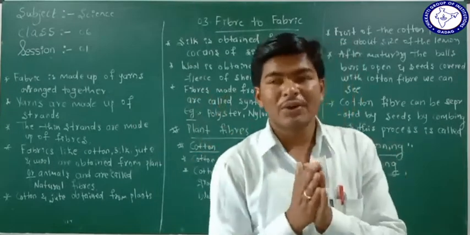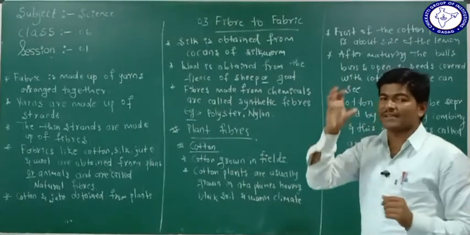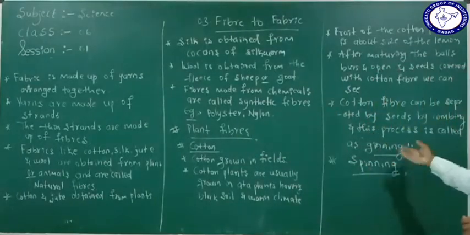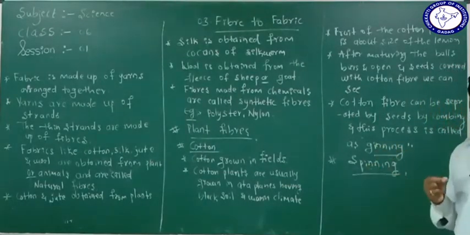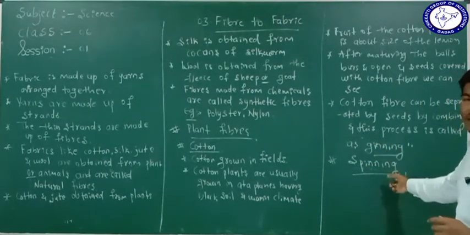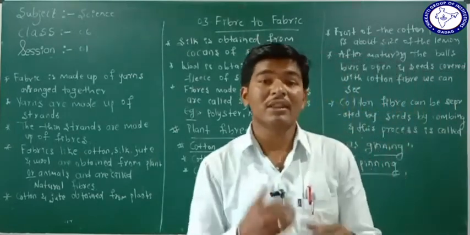So first we separate the cotton from the seeds by the process of ginning. In the second step we convert that cotton into a yarn by the process of spinning. Is it clear? So in the next session we are going to study the continued part of this.